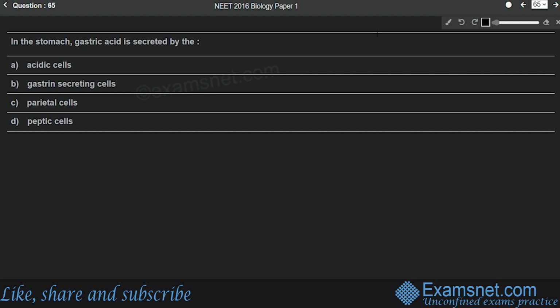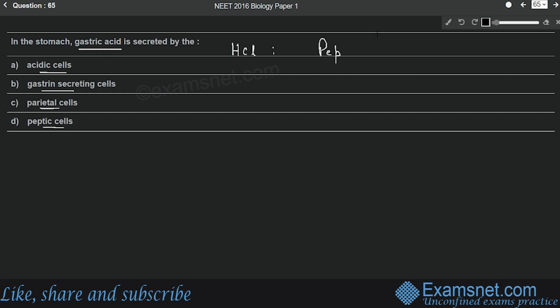Now question number 65 is from the chapter Digestion and Absorption. And the question is, in the stomach, gastric acid is secreted by, options are acidic cells, gastrin secreting cells, parietal cells, or peptic cells. So what is the gastric acid present in the stomach? It is hydrochloric acid, that is HCl, right? And what is the function of HCl? It converts pepsinogen into pepsine.